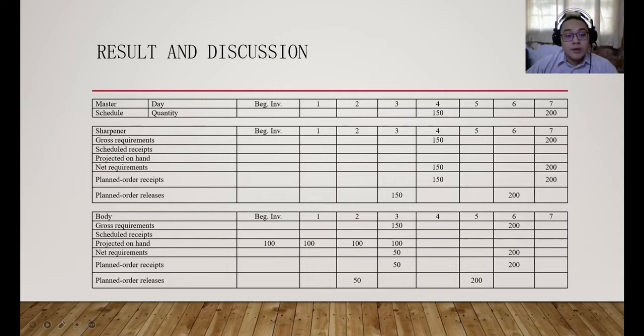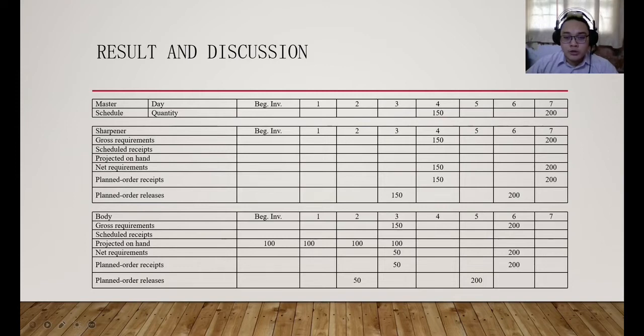Good day, my name is Johari Jimikov and I will be presenting our results and discussions. As the previous speaker has stated, we have three dependent demands, which are the body, blade, and screw. This results in the independent demand, which is the sharpener.